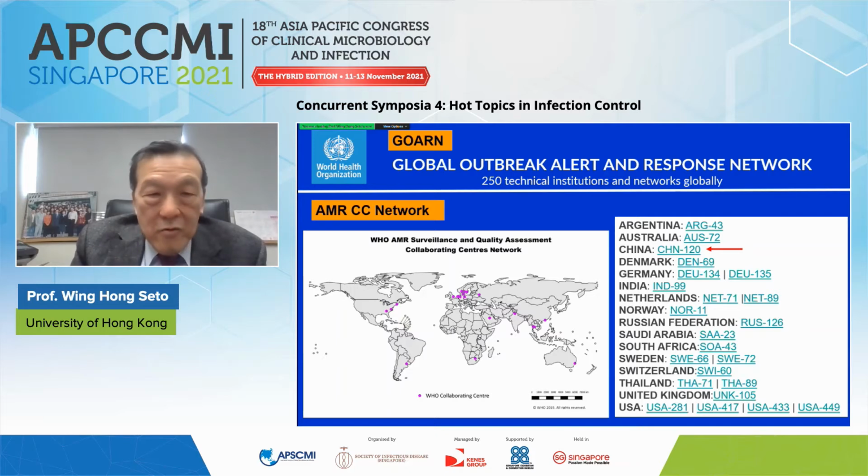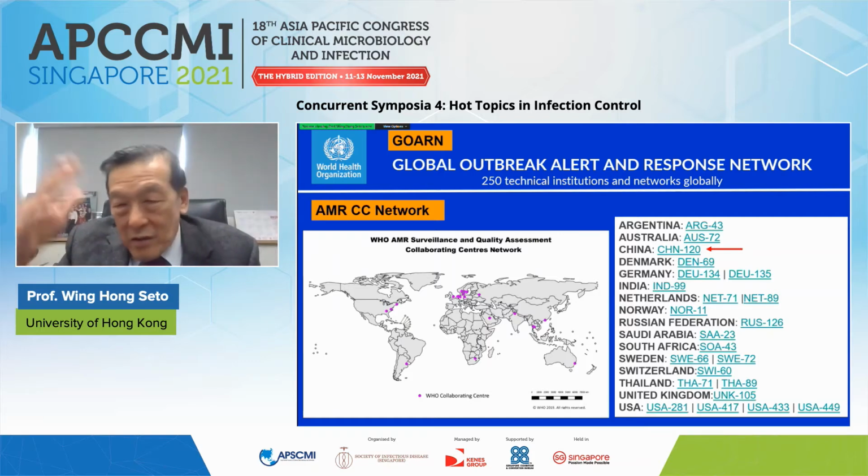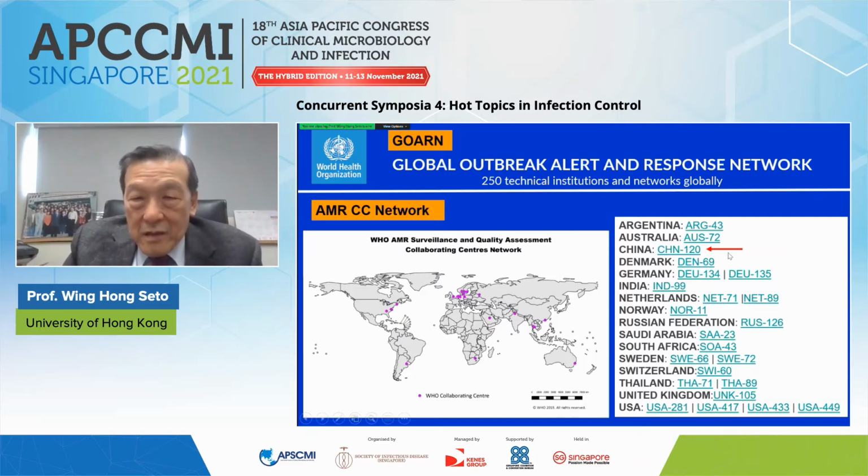Now, another very well-known network, which is still active, is the AMR Collaborating Center Network. There used to be just 14, but there are more now. It's still active, and quite soon, towards the end of the year or the start of next year, we will have a meeting. Again, we couldn't meet; we used to meet somewhere in the world. This is our collaborating center, again in China. CHN, they have a code. This is ours.